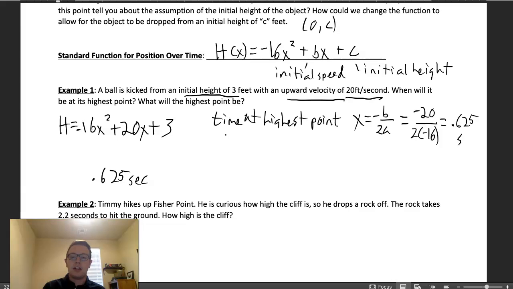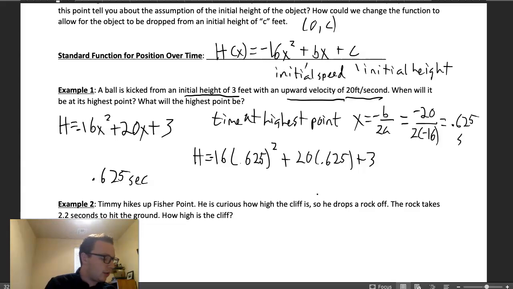What will our height be? Well, to find our height, all we're going to do is substitute in 0.625 for x. So we'll get h is equal to negative 16 times 0.625 squared plus 20 times 0.625 plus 3. Let's go ahead and put this into our calculators.